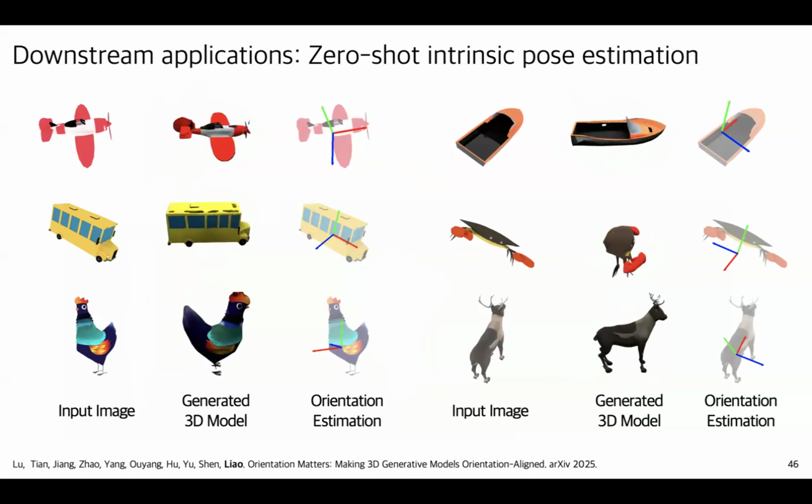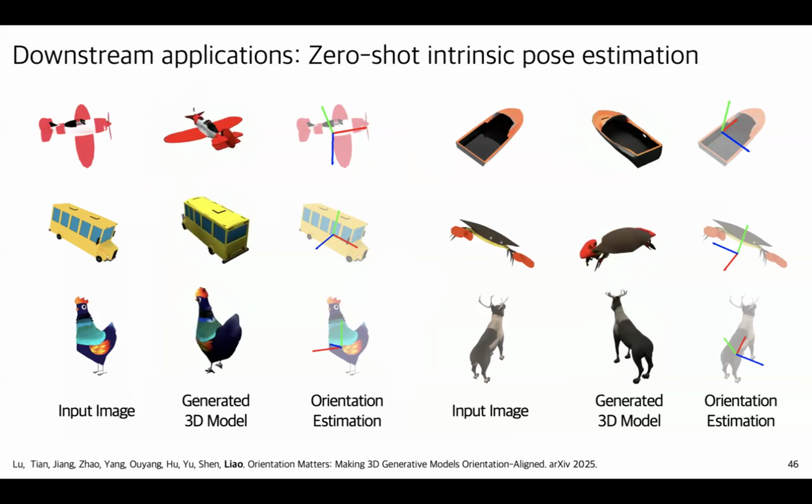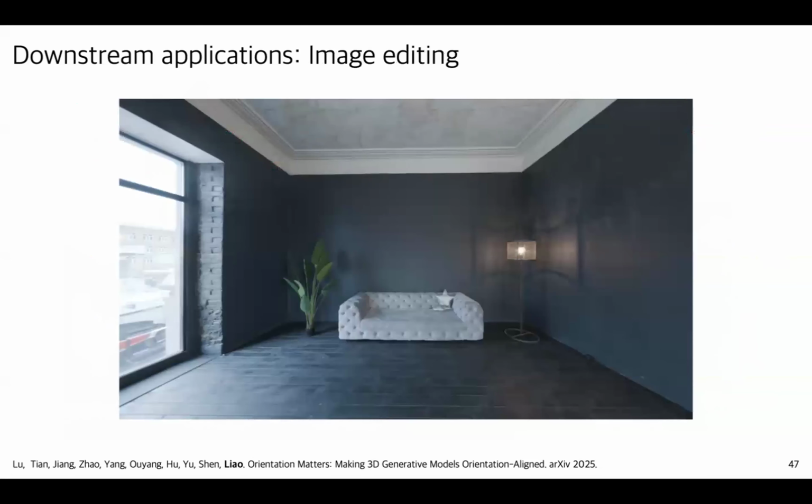And we can also apply this to more categories. Another application could be image editing. For example, if you want to insert an object that you generate into existing 2D or 3D environments without the orientation alignment, it's just really hard. You need to manually adjust it to the desired orientation. But with our model, you know in which pose the objects are generated.